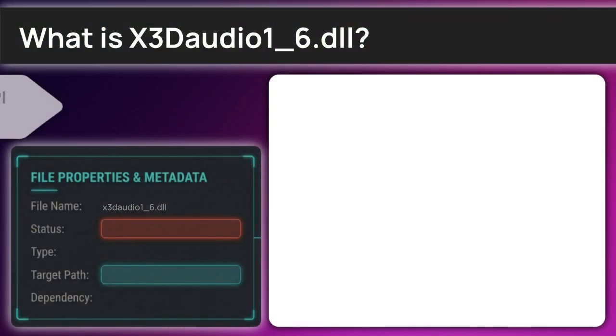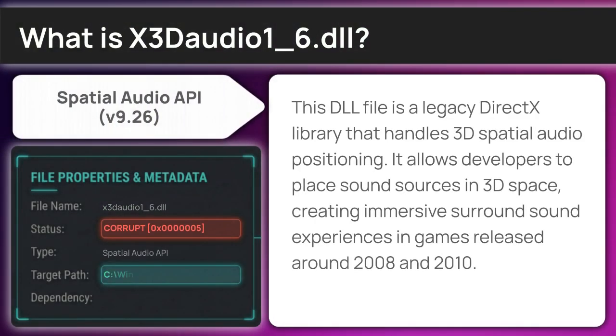This DLL file is a legacy DirectX library that handles 3D spatial audio positioning. It allows developers to place sound sources in 3D space, creating immersive surround sound experiences in games released around 2008 and 2010. Now that the technicals are covered, let's run the official installer.